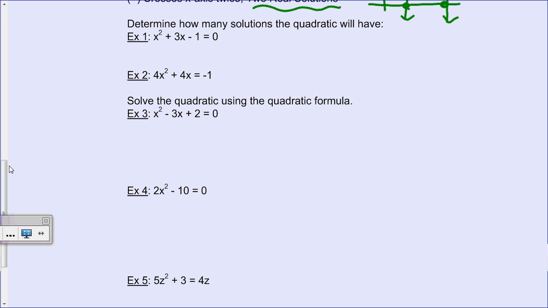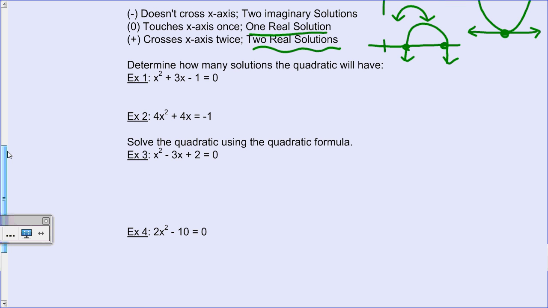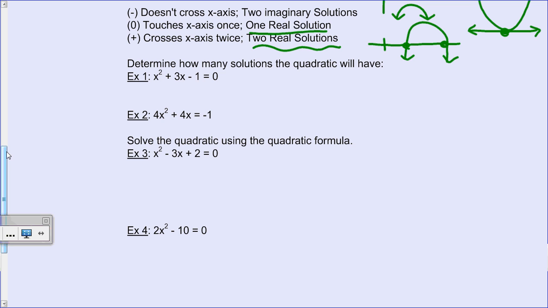So first of all, number 1, do you notice how it's set equal to 0? That's very important. And then look at all our coefficients. The a value is equal to 1, and the b value is equal to 3. And the c value, careful here, is -1. All right, so again, the discriminant is b squared minus 4ac.